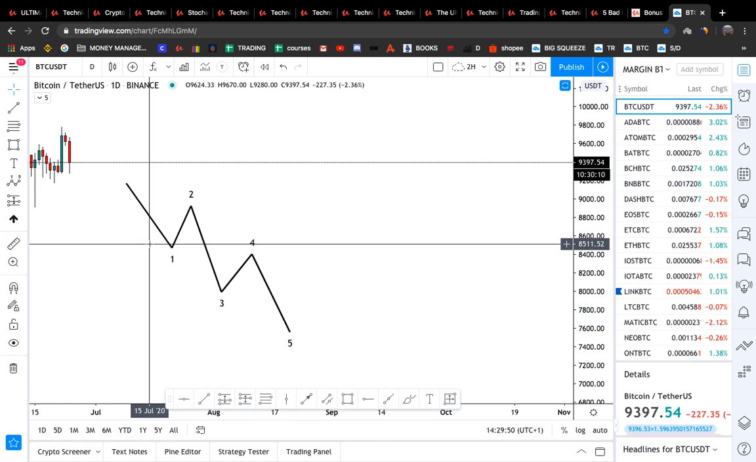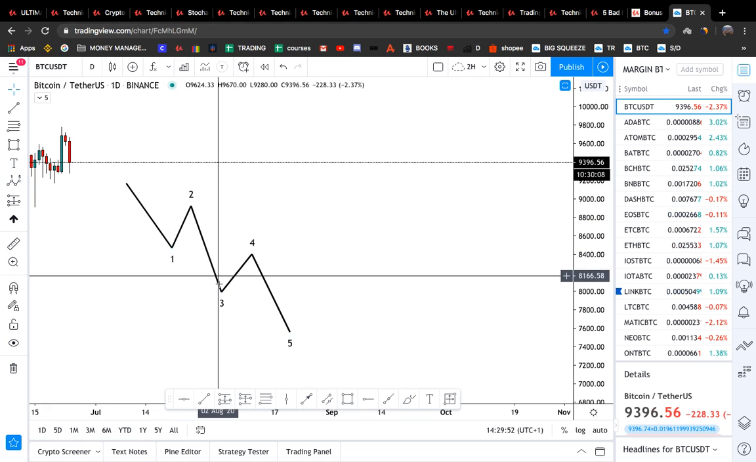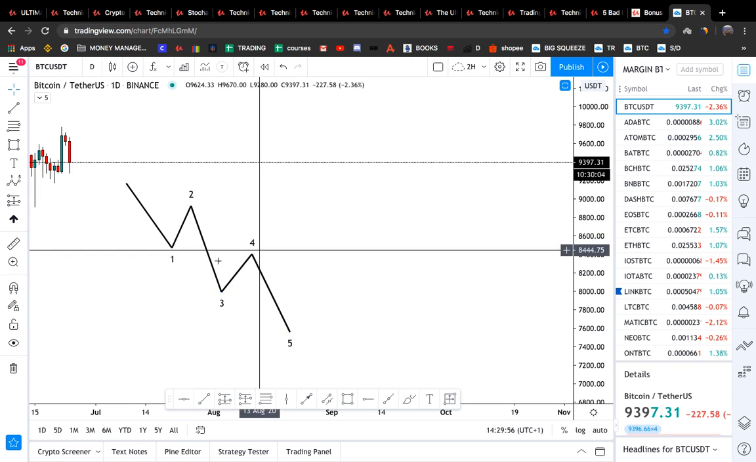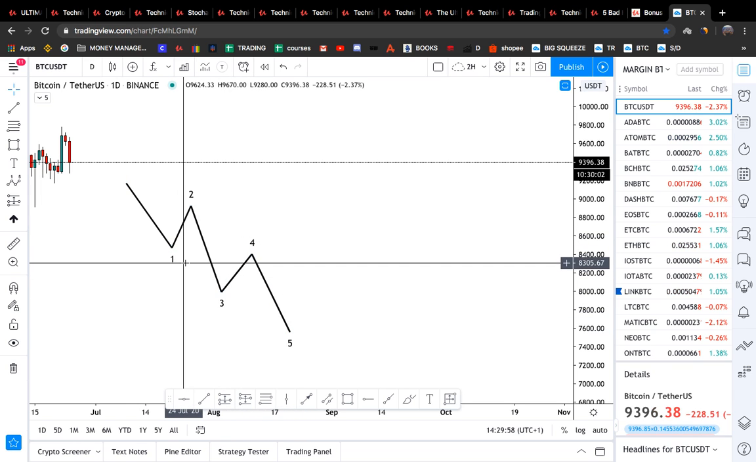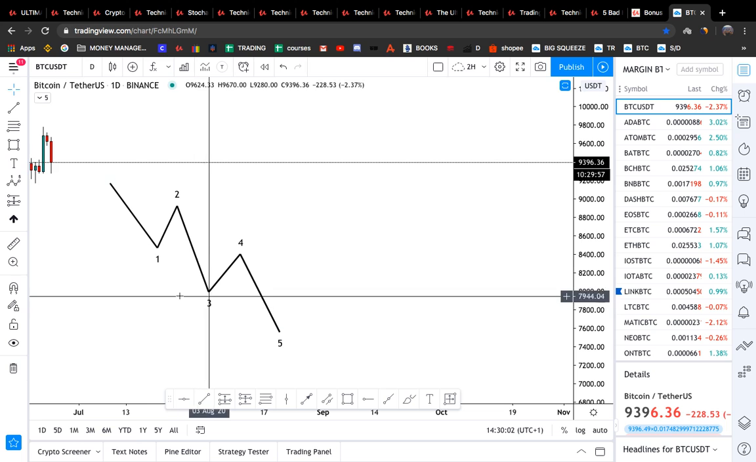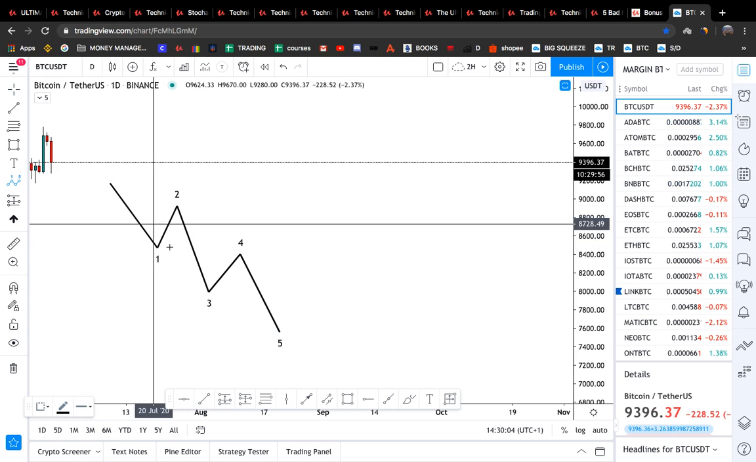How do we know it's a downtrend? Market structure: lower lows, lower highs, lower low, lower high, lower low. Market structure first always, guys. When you open the chart, the first thing that you have to look at is market structure, so you know what the trend is, right?